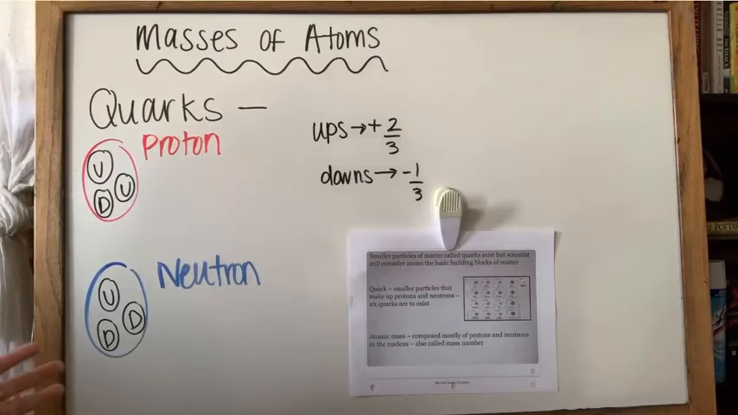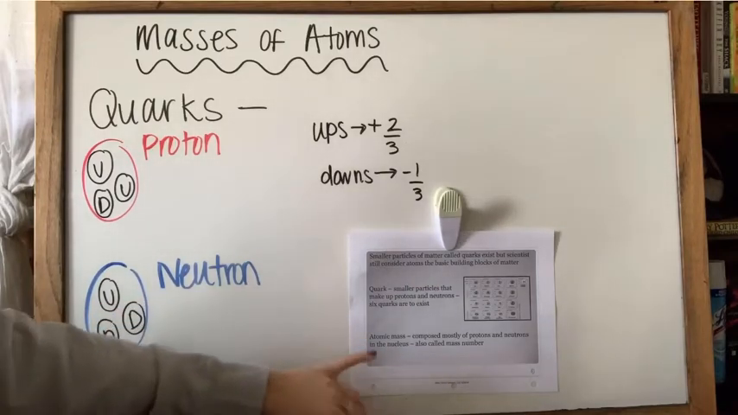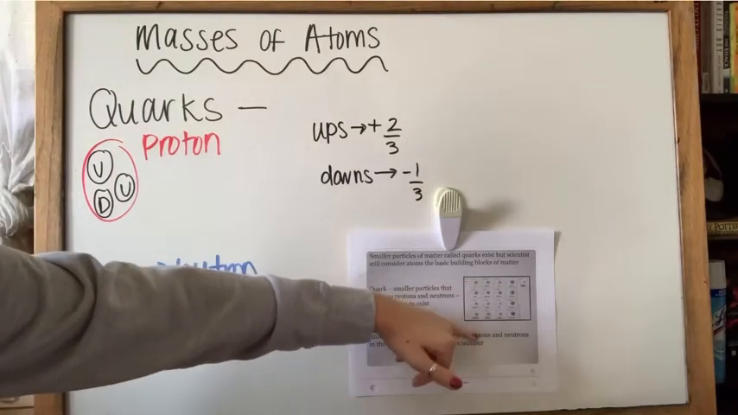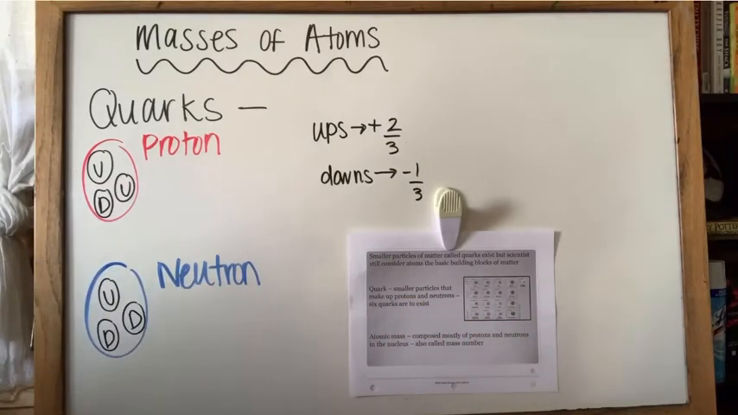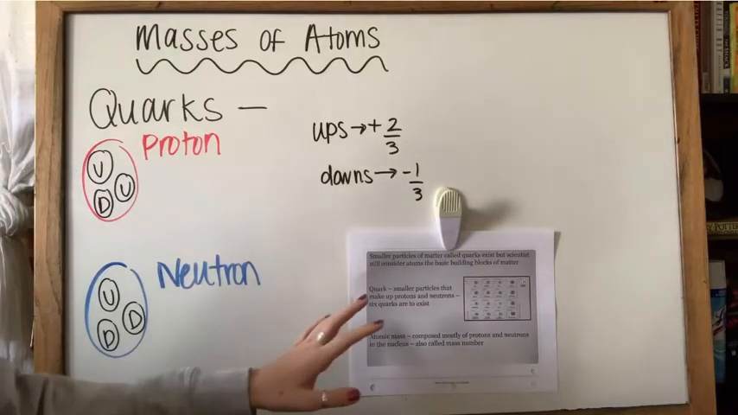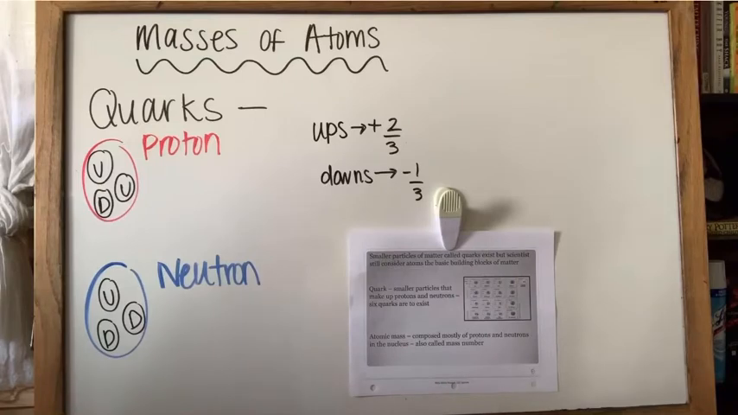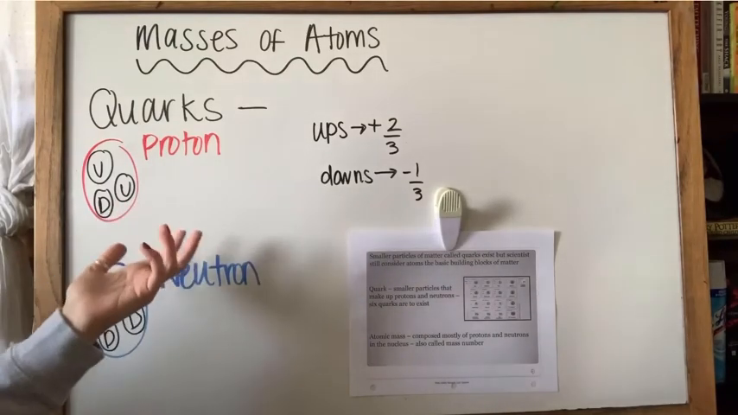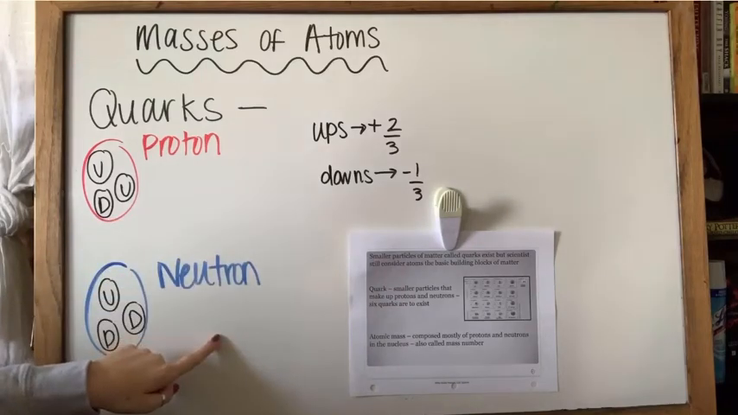Now, like I said, there are 4 other quarks that go along with our up and our down quarks. These are called strange quarks, charm quarks, and then top and bottom quarks. Like I said, we won't be looking into those other quarks as much, just mainly these 2, as they make up our protons and our neutrons.